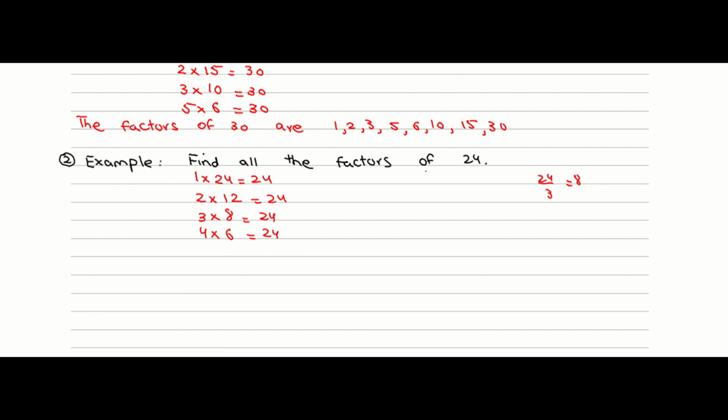The factors of 24 are 1, 2, 3, 4, 6, 8, 12, and 24. So I hope it's clear.